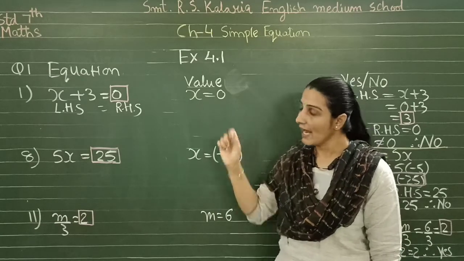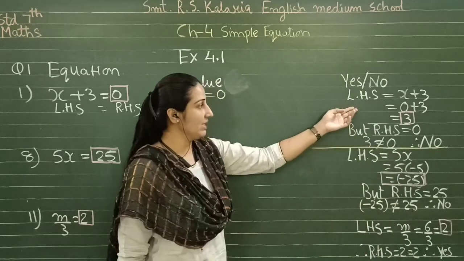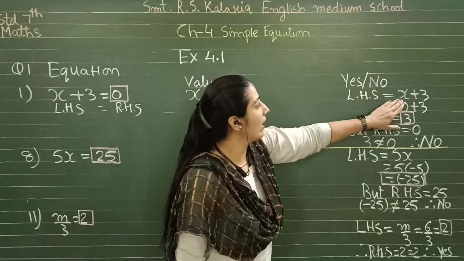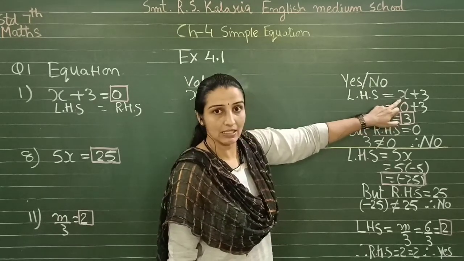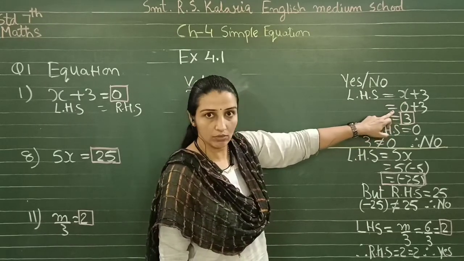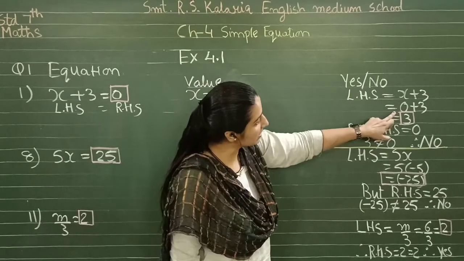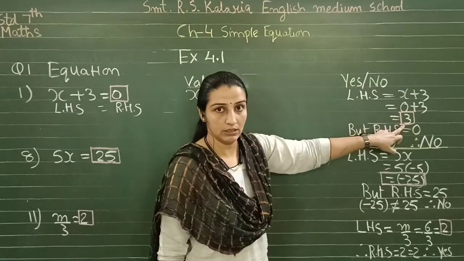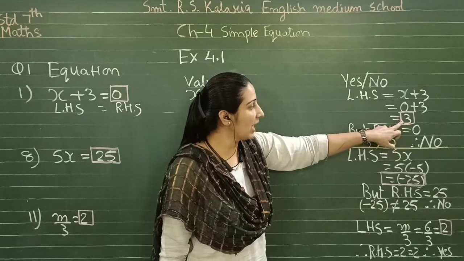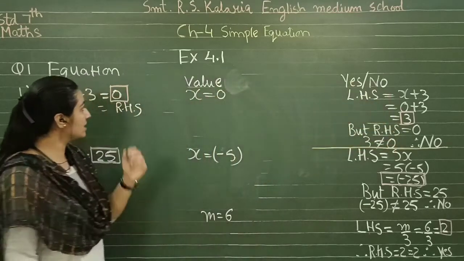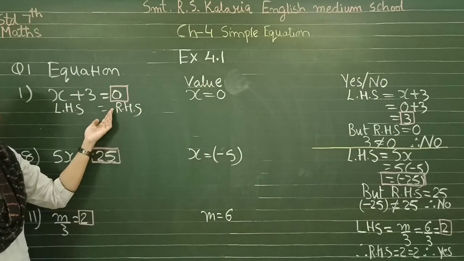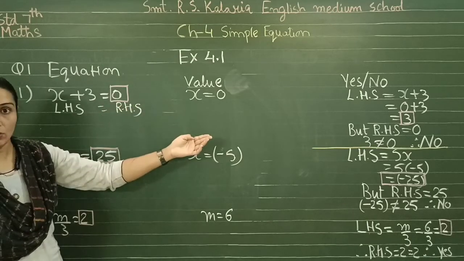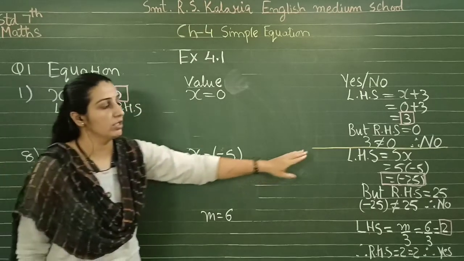Wherever we have x in the left hand side, instead of this x we will just write the value given, that is 0. Now what is 0 plus 3? 3. Then we have to tally with our RHS. What is our RHS? 0. Are 0 and 3 equal? No. Therefore, no.